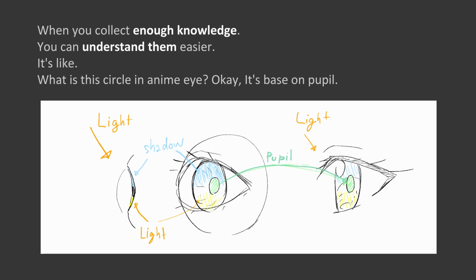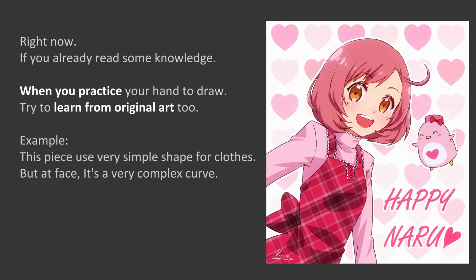It's like, what is this circle in anime? Okay, it's based on the pupil. Right now, if you already read some knowledge, when you practice your hand to draw, try to learn from original art too. For example, this piece used very simple shapes for clothes, but at the face, it's a very complex curve.